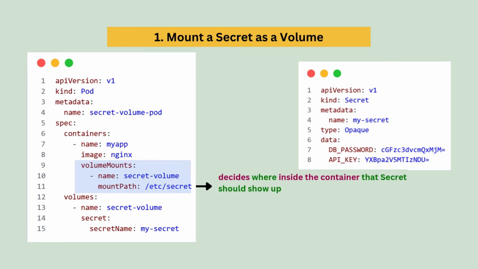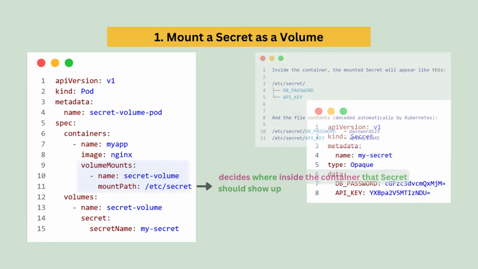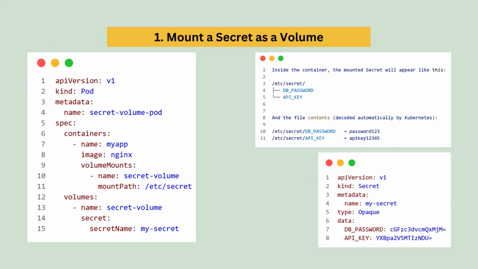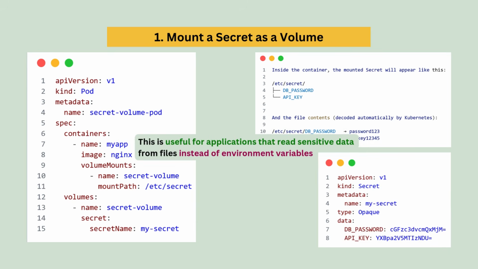Then this container section decides where inside the container that secret should show up. Just like with config maps, every key in the secret becomes a file inside /etc/secret. The file name is the key name, and the file content is the base64 decoded secret value. So if the secret contains these encoded values, then inside the container you will see these decoded values. This is useful for applications that read sensitive data from files instead of environment variables.